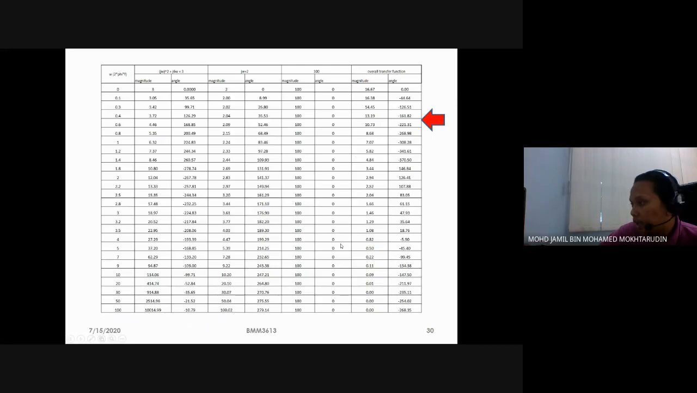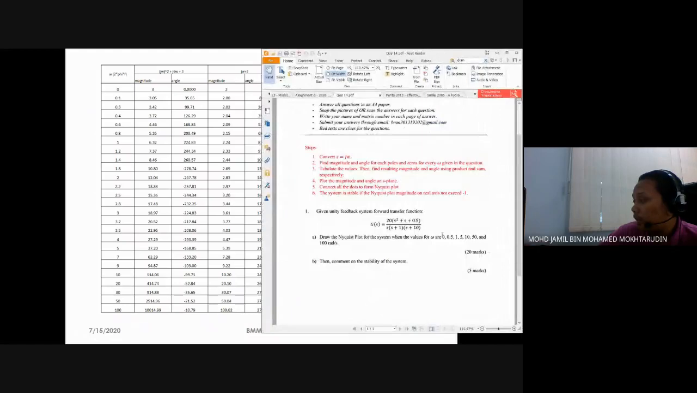And then after that, when you found all the values of magnitude and angle, so this is an example. It uses more omega, but in your quiz question, you just use the omega given. Okay, so you don't need to do extra omega. Only determine the Nyquist plot from the omega given in your quiz or in your final exam question later if it comes out.